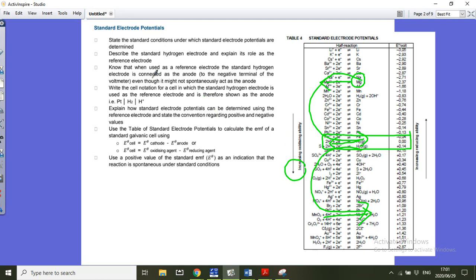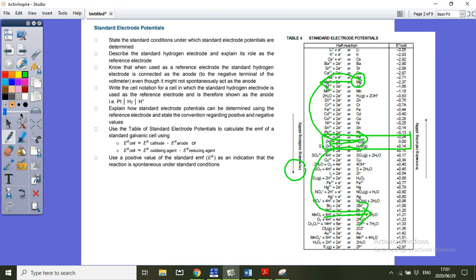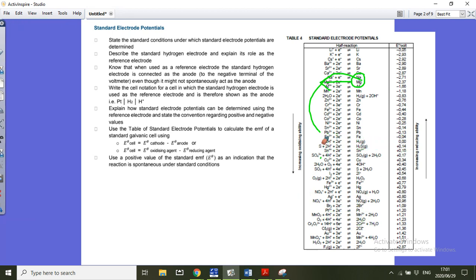Now, when we look at the cell notation a little bit later, you will see that hydrogen is a bit of an exception because it is written in a specific way, and we're always going to write the hydrogen reaction as the anode reaction, as if the hydrogen undergoes oxidation. So it will always be your anode half reaction, and you can almost memorize it because you're always going to write it in this way.